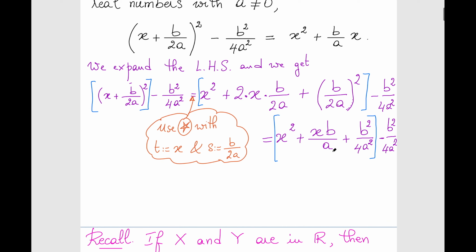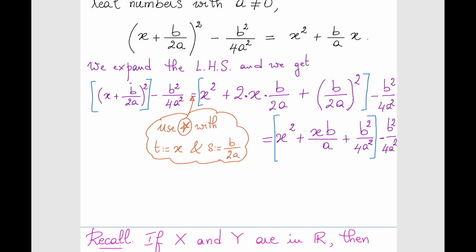I hope you see it. That's what should survive in some sense from this entire expression. So this part, because that's the right-hand side. But it's not clear to see that the last two expressions, I should say, cancel each other, because I have b squared over 4a squared minus b squared over 4a squared. So they cancel each other, right?